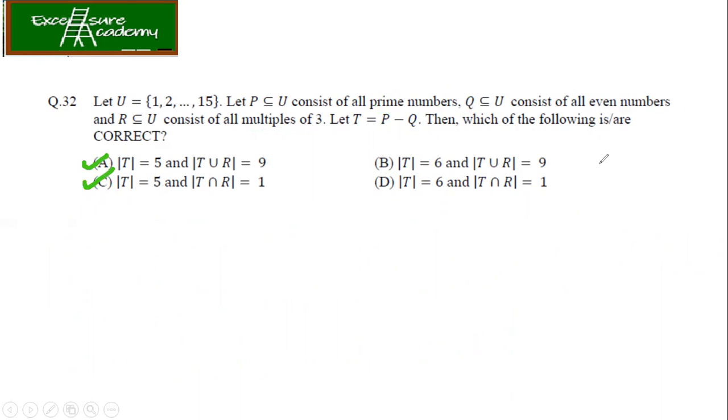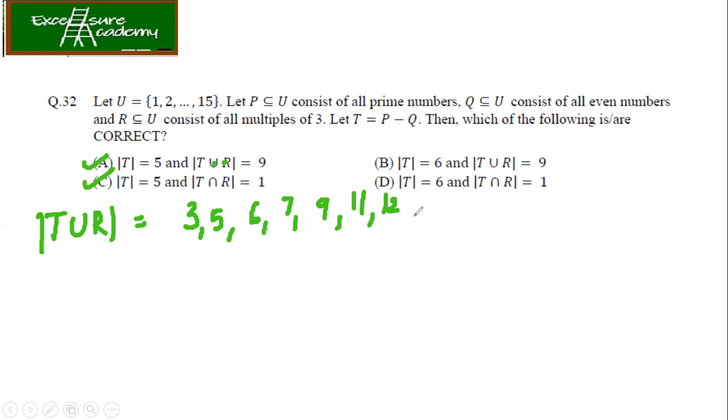Now, which of the following statements are true? We need to calculate whether these are correct or not. So for this, you need to calculate T union R. That is 3, 5, 6, 7, 9, 11, 12, 13, and 15.